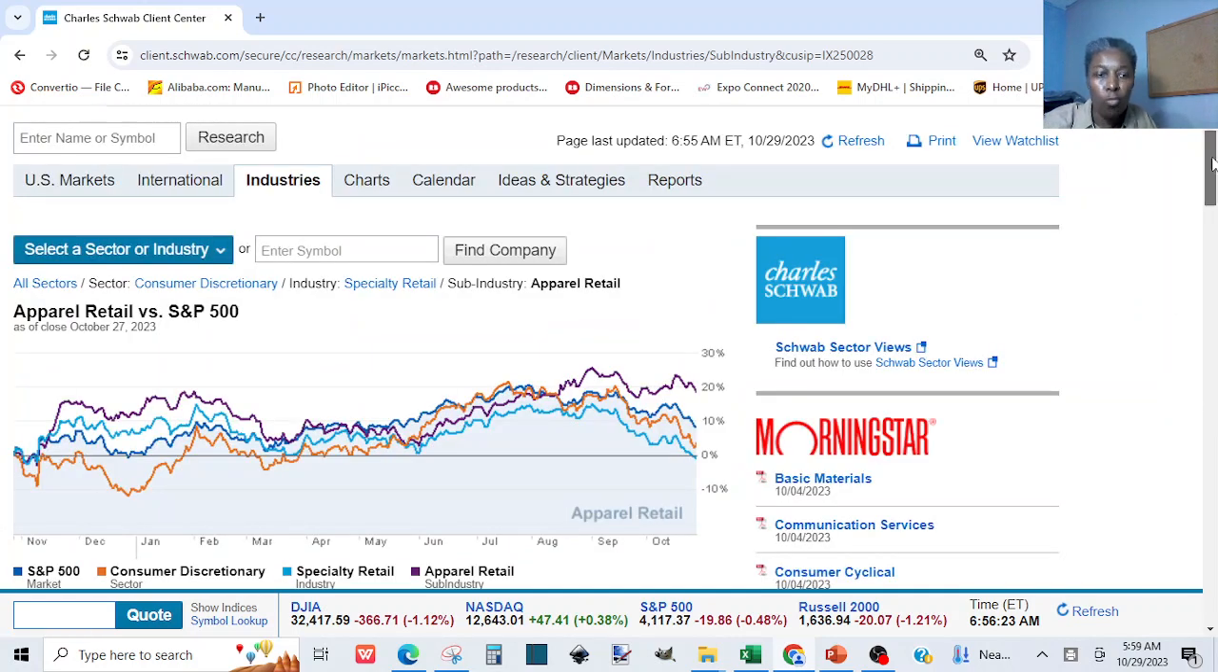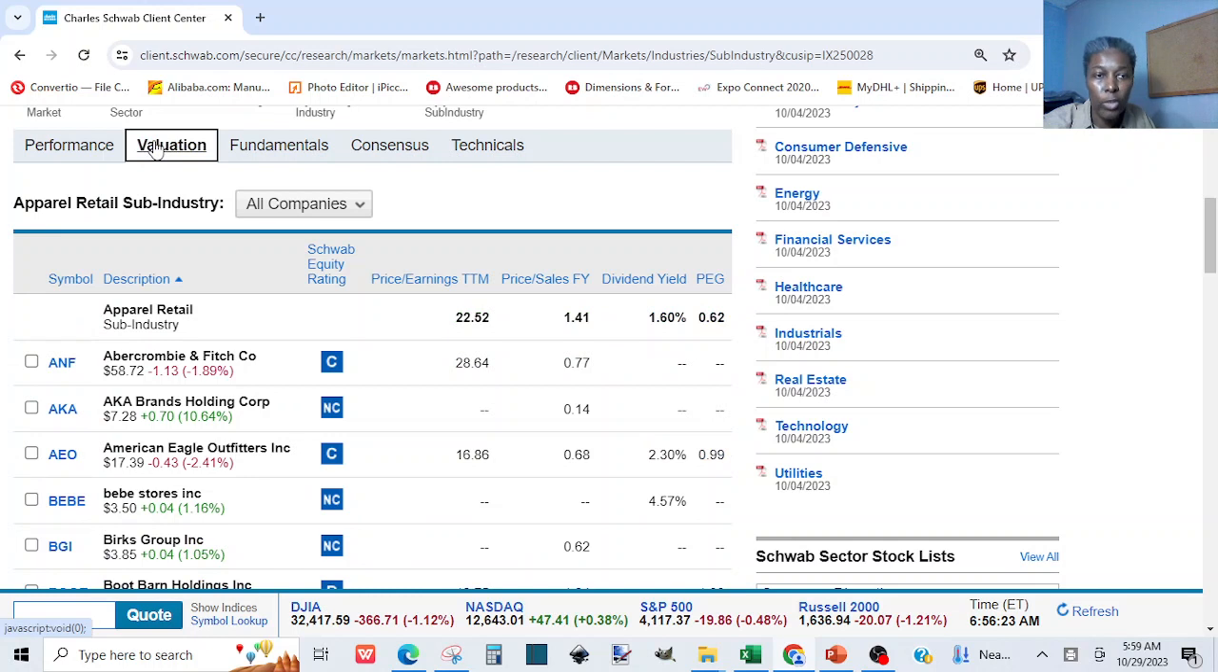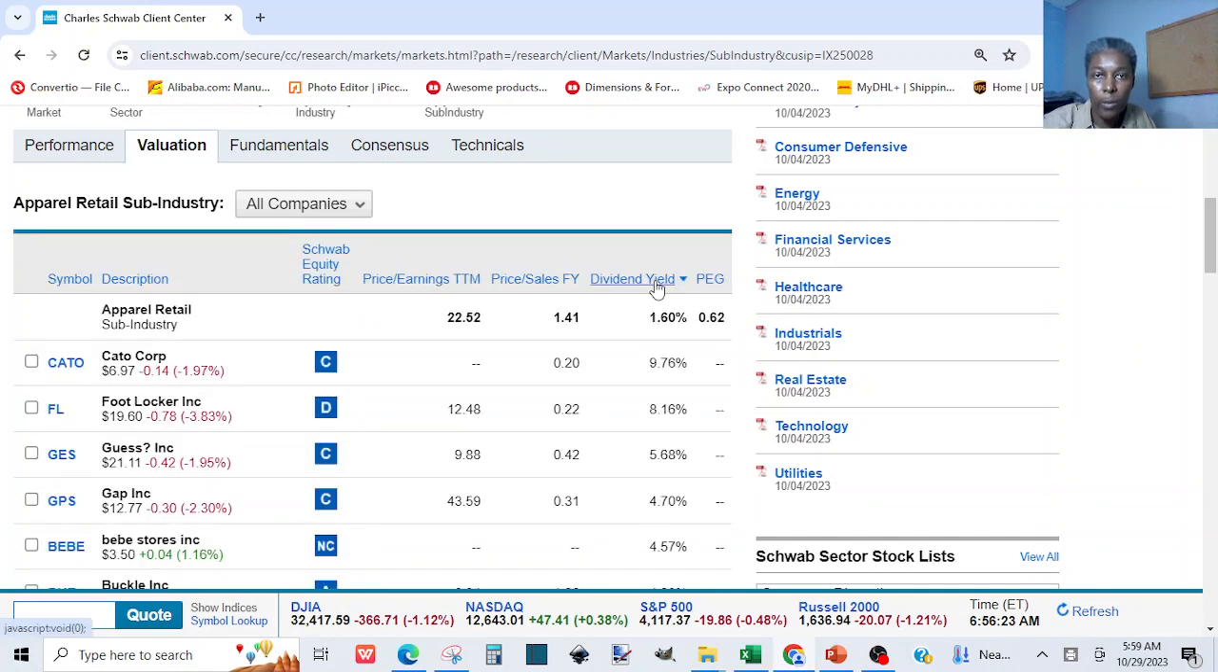Under page 1, you'll click on valuations. By default, it is performance that will show up, and those are the criteria for performance, but we are going to work with valuation. Under valuation, you are looking for dividend yield. When you click on it, it will sort it from the highest to the lowest for you.